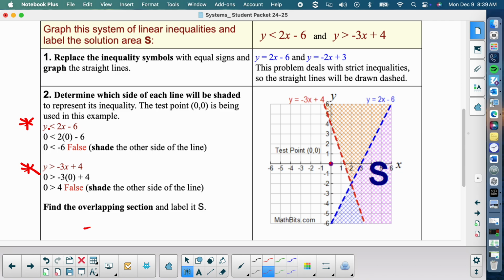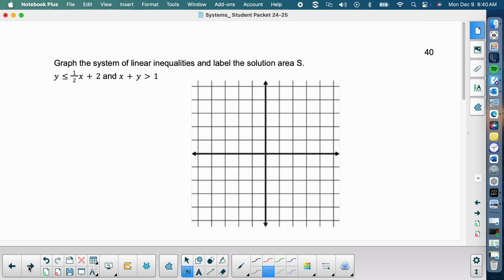On yours it's even worse. Yours all looks the same. Either way, this section is where both of them are shaded. And so we're just going to put that letter there to recognize those are the solutions that make both of them true. That's what we're going to do. I have a feeling this isn't going to be much harder at all than what we were doing towards the end of the week. And I'm assuming it's going to go pretty good.